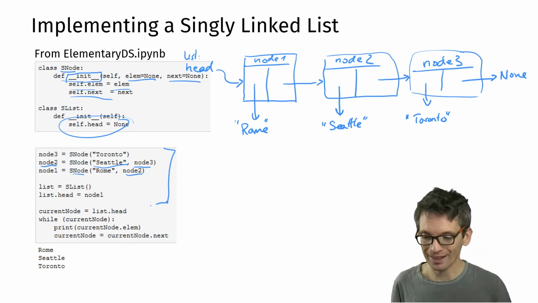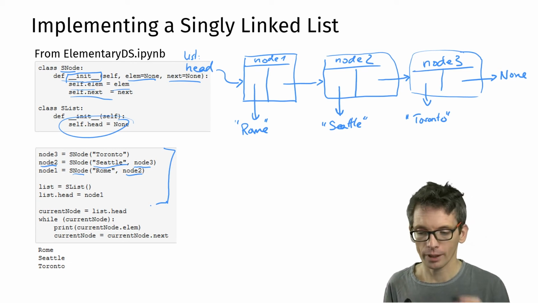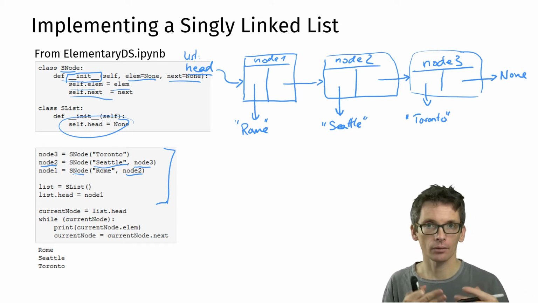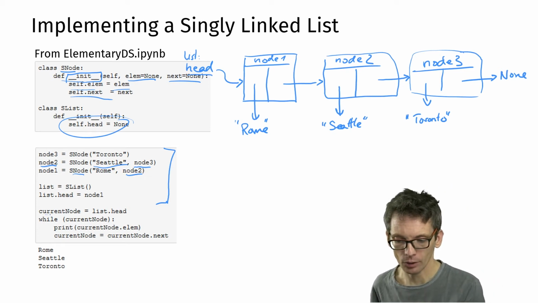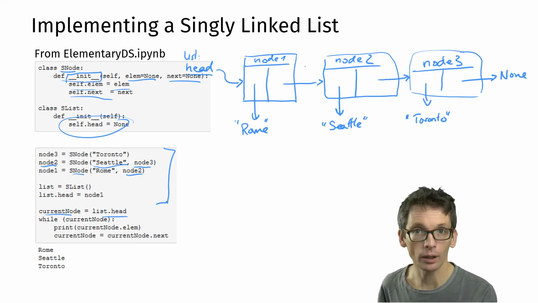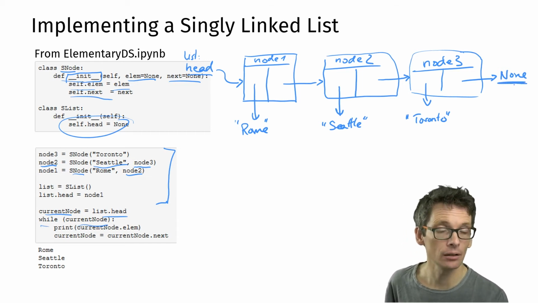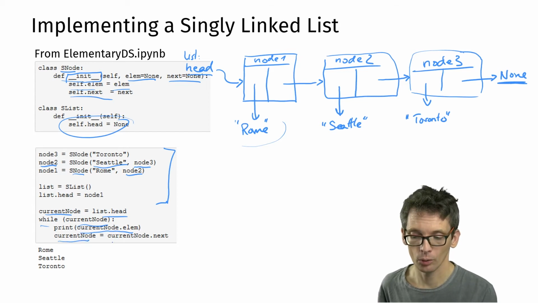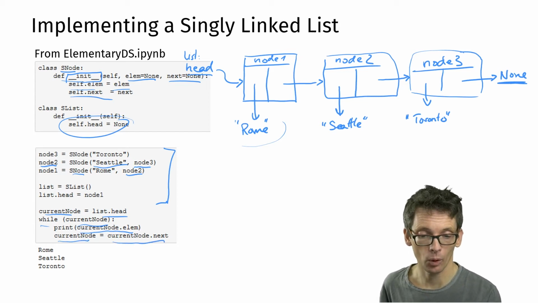Now if I want to, for instance, print all elements, what I can do is start at the head, and then as long as there's a next, I go to the next and print. So the current node is the head, and the head is this one. So I start here with node 1. And while there is a current node, so while I'm not past the end, I print the element. So I print here, for instance, Rome. And then I set current node to the next of current node. So I print Rome, and then current node is actually now node 2.